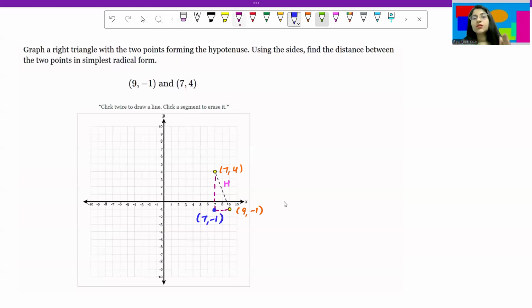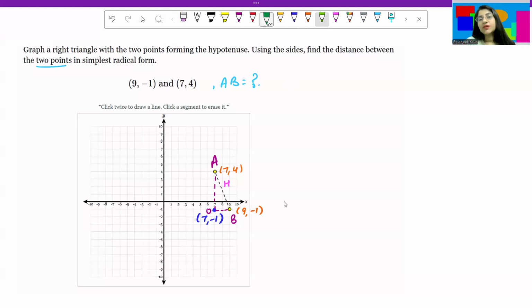Okay, so we got the coordinates of all the lines. Let us name them O, A, B. We want to find out the distance they are saying between these 2 points, which is A to B. So we want to find out AB in the simplest radical form. Radical form means in the under root form, we want the answer not in the decimal form.